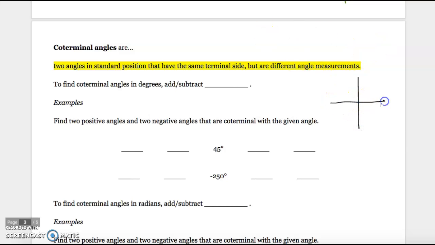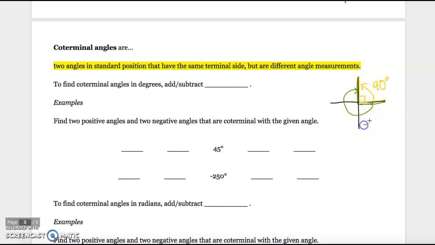So if I have, for example, here's my initial side, I measure this angle up. This is a nice 90-degree angle. It's positive, it's a quarter of a circle, it's fantastic. However, you could go the other way with it and end up in exactly the same spot.